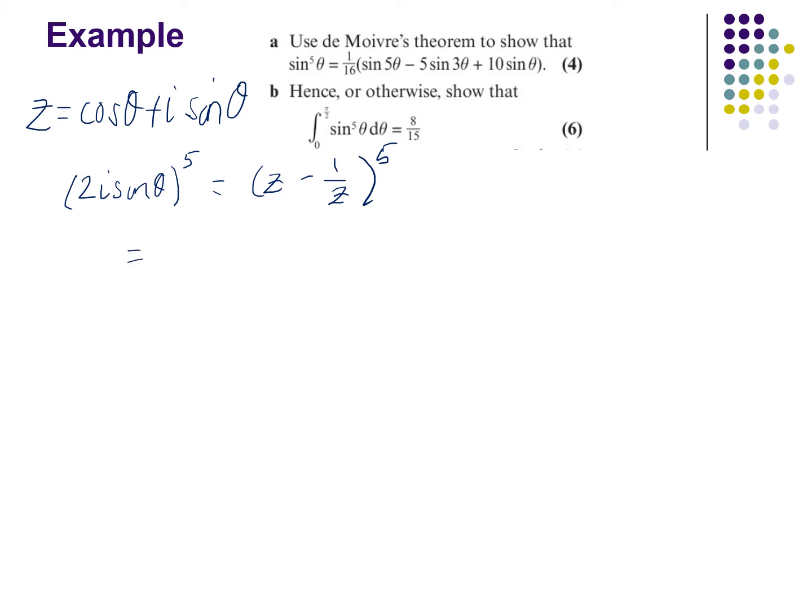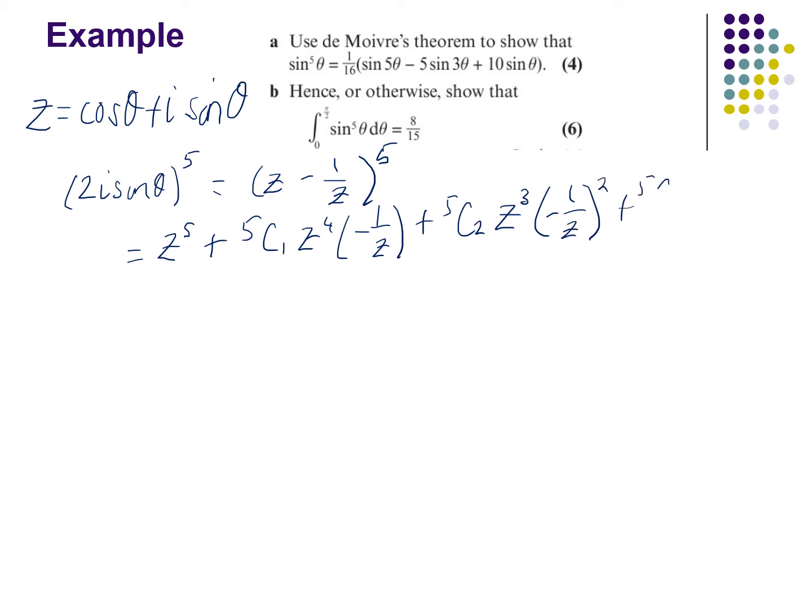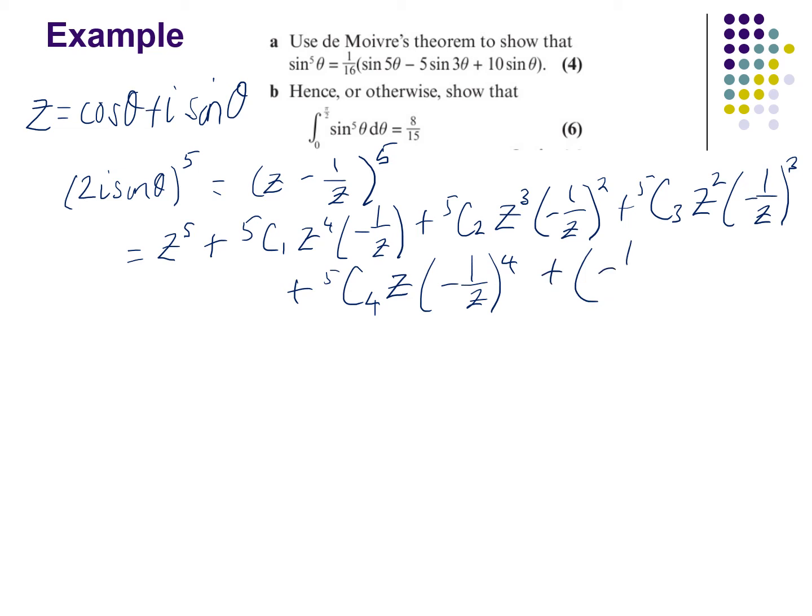Right, binomial, we're good at these now. z to the 5, 5 choose 1, 4 of these, in a bracket 1 of these. 5 choose 2, 3 of these, 2 of these, minus as well. 5 choose 3, 2 of these, 3 of these. 2 more terms, 5 choose 4, 1 of these, 4 of these, and then the last term, I don't need to write my 5 choose 5 because that's equal to 1.